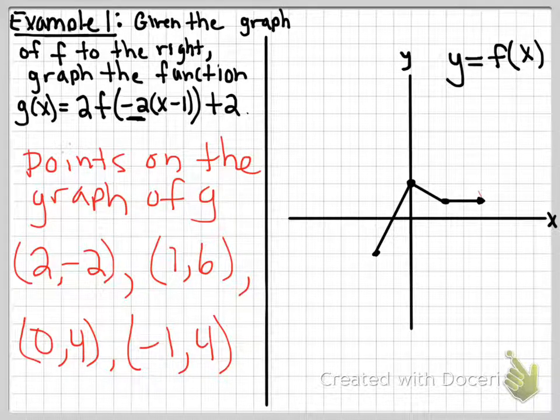Okay, so there are our 4 points on the graph of G that we obtained after applying the series of transformations to the graph of F. Okay, so plot the point (2, -2). I'm using orange to plot the graph of G. Then we're going to plot the point (1, 6). So go right 1 unit from the origin and go up 6 units.